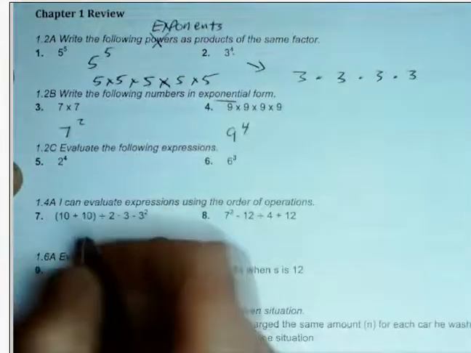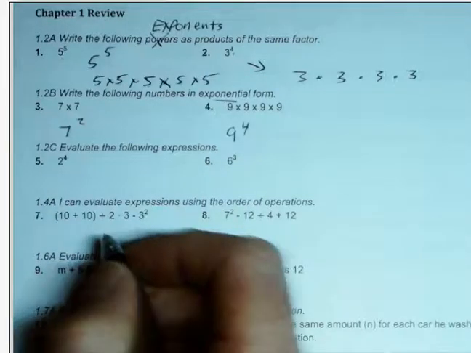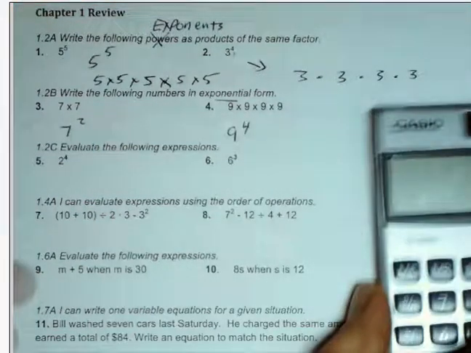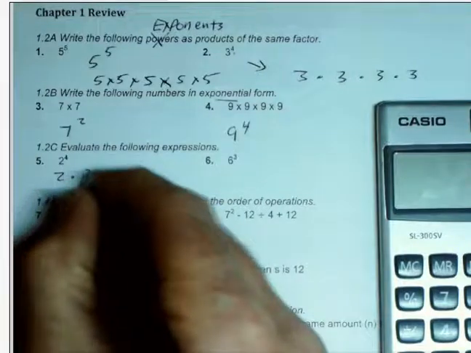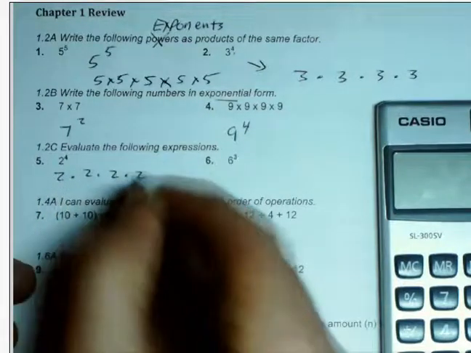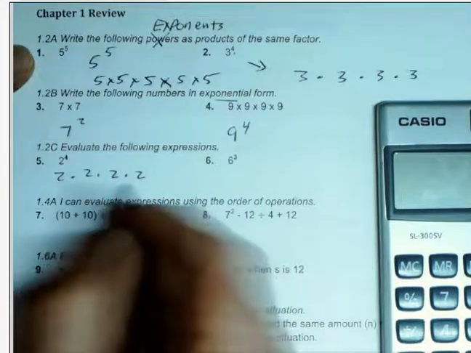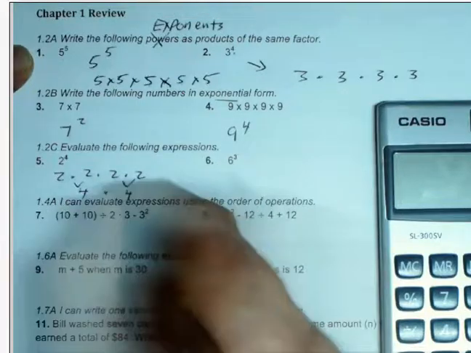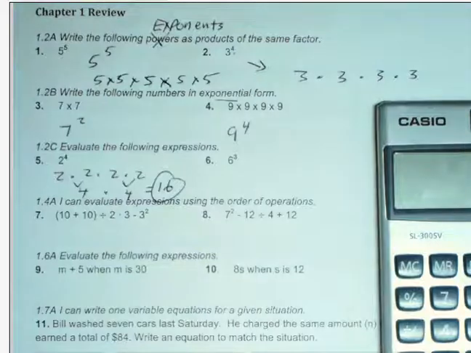All right, now we have to actually solve these. I've got to grab my calculator here, because I will need that. So this first one is 2 to the 4th. I can do this one. It's 2 times 2 times 2 times 2, just like in the first target. So this would be 4, this would be 4. 4 times 4 is going to equal 16. 2 to the 4th is 16.